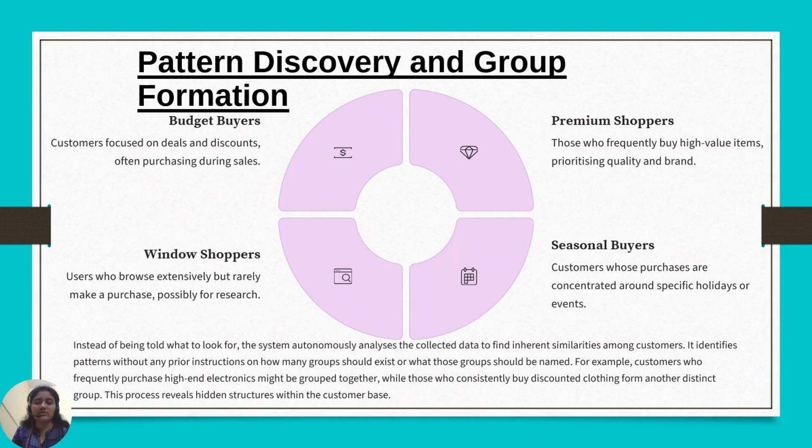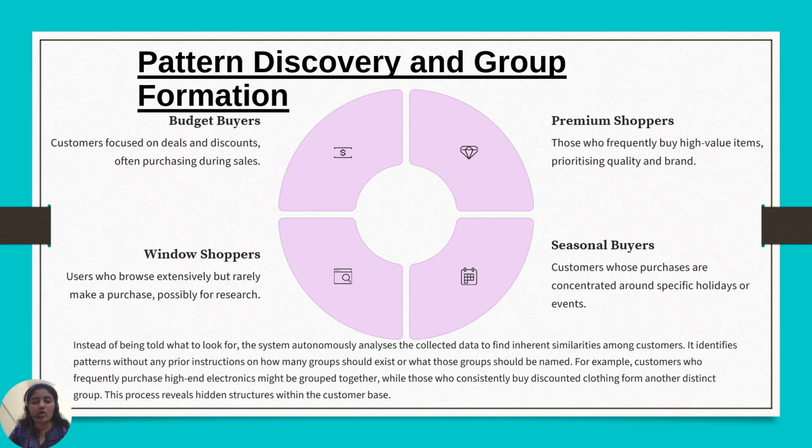Pattern discovery and group formation. The system analyzes this large amount of data to discover patterns automatically. Customers who show similar behavior are grouped together. For example, customers who mostly buy discounted products may form one group, while those who regularly purchase expensive branded items form another group. The system is not told how many groups to create or what to name them. It identifies similarities on its own.